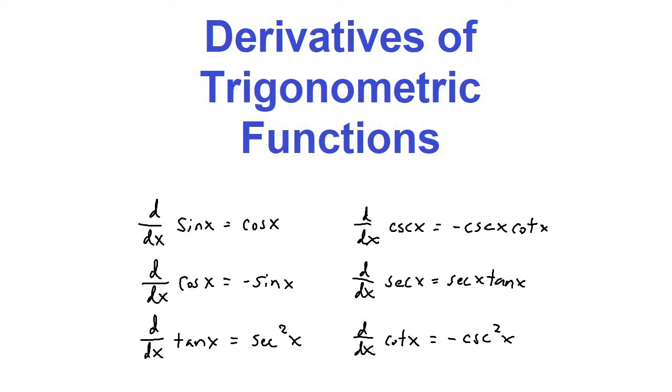So let's take a look at derivatives of trigonometric functions. In this video, we'll be looking at all 6 trig functions and their derivatives. The first one we have is the derivative of sine of x. The derivative of sine of x is going to be equal to cosine x. Now the next one is the derivative of cosine x. The derivative of cosine x is going to be equal to negative sine of x.